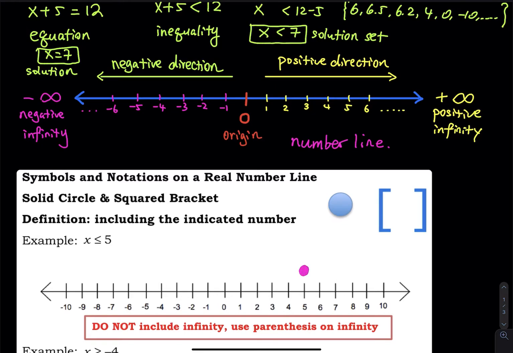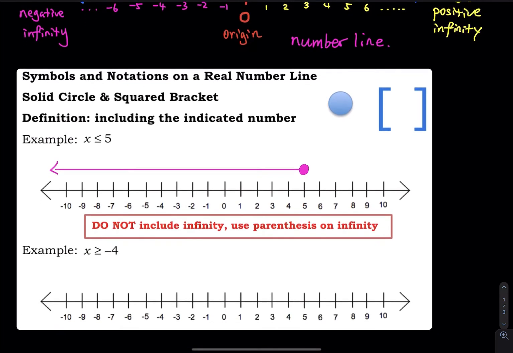And then what kind of number is less than 5? Remember this, small number on the left, big number on the right. Small numbers are on the left. So that is the graph of x less than or equal to 5. Don't worry about the interval notation yet. Don't worry about the square bracket yet. We will do that next. And then the next one is x greater than or equal to -4. So here is -4. We have greater than or equal to, the numbers greater than -4 are on the right-hand side. So we shoot an arrow to the right.